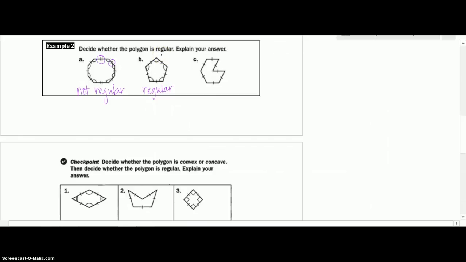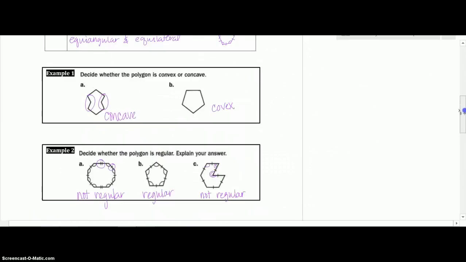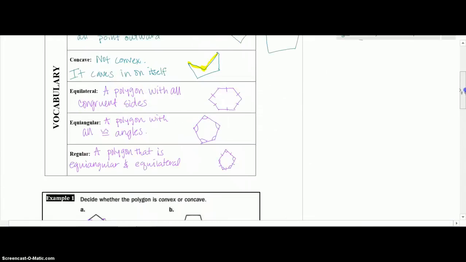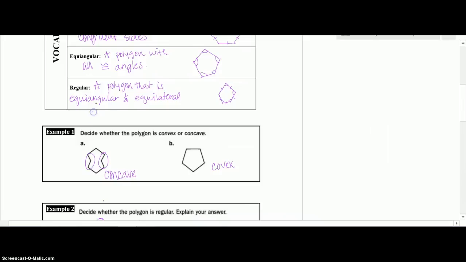And C, this is not regular. Why? Because it is not equiangular. If you notice, we've got an obtuse angle here, we've got an acute angle here, and then this is actually a concave polygon. And to be regular, let's go ahead and add in that description that it needs to be convex.